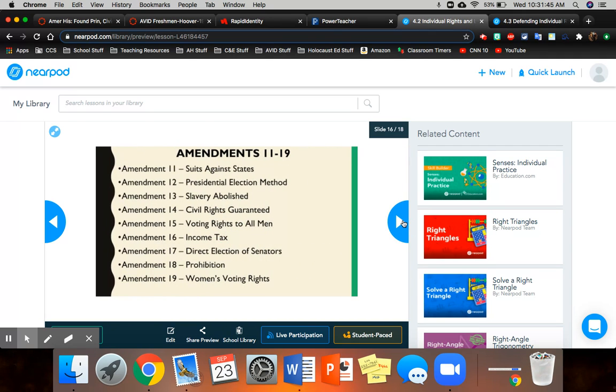All right, so over the years, these amendments have been added. So Amendment 11, suits against states, you can sue a state. Amendment 12, the presidential election method, this changed the runner-up from being the vice president and allowed presidential candidates to choose their own running mates. 13th Amendment abolished slavery officially. That was passed shortly before the Civil War ended and ratified after it had ended.